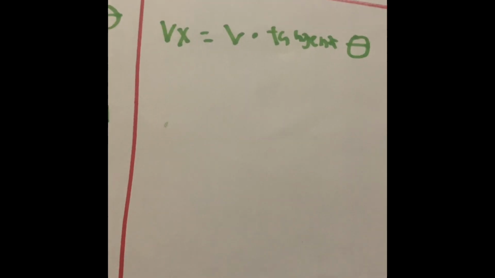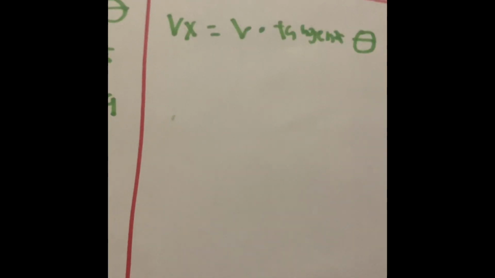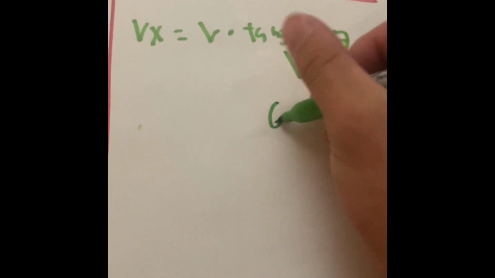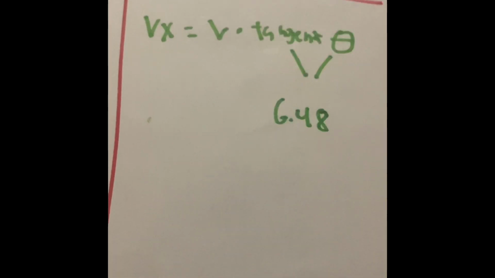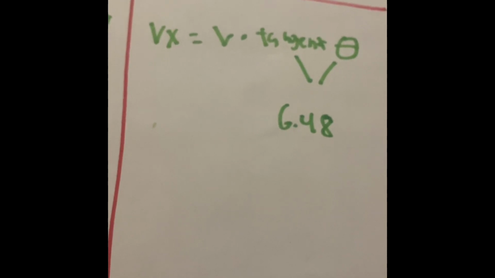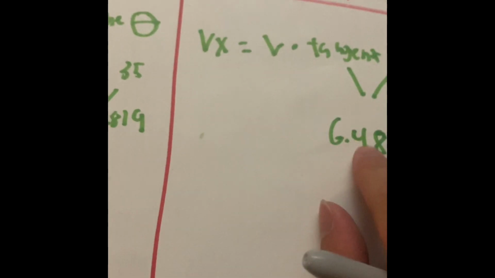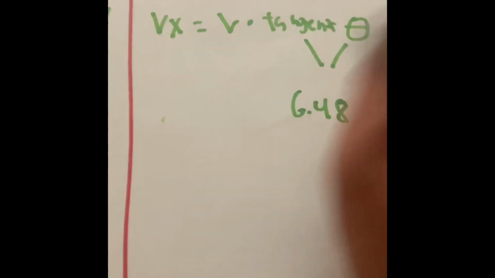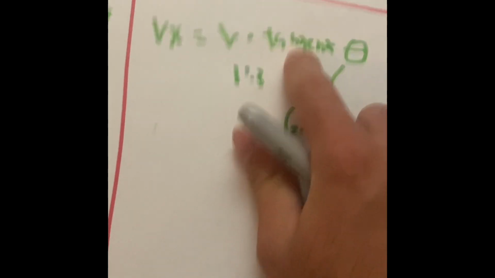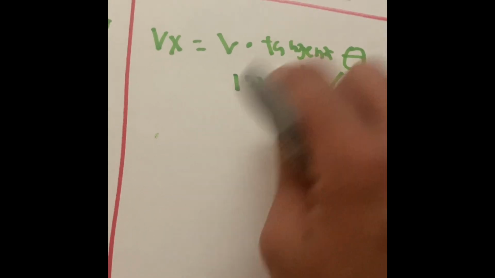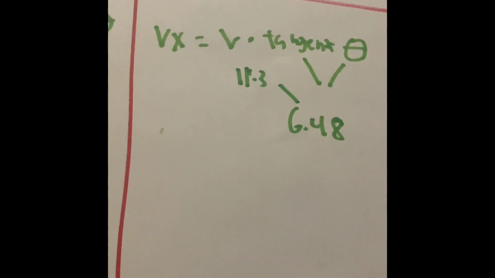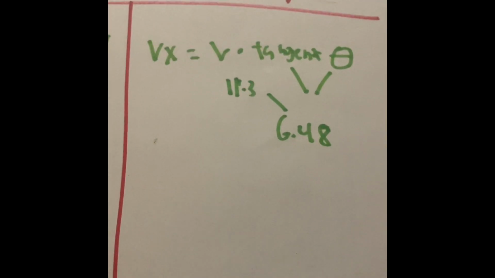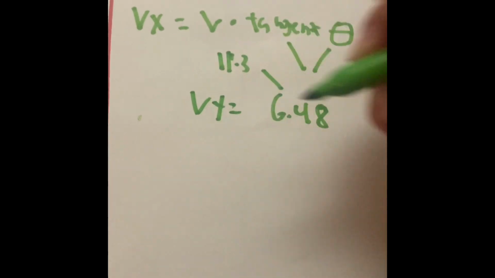On your y, it's going to be a little bit different. When you find the trigonometric value of 35 degrees, you get around 6.48. So that is going to be 6.48, and then you multiply by 11.3. So we're going to use your vx and your vy. Your vy is going to equal 6.48.